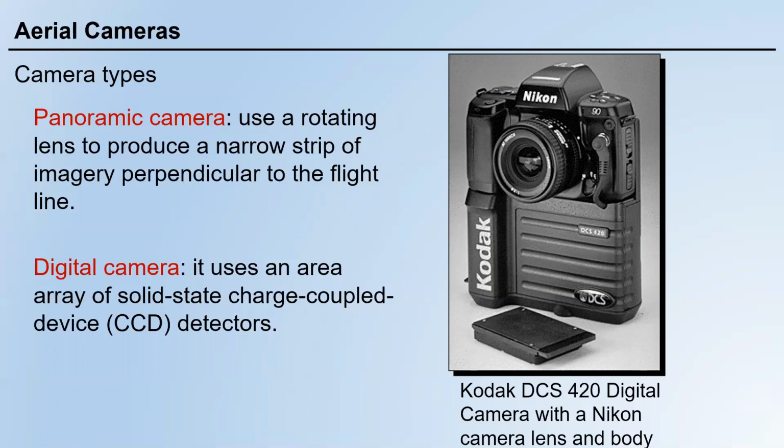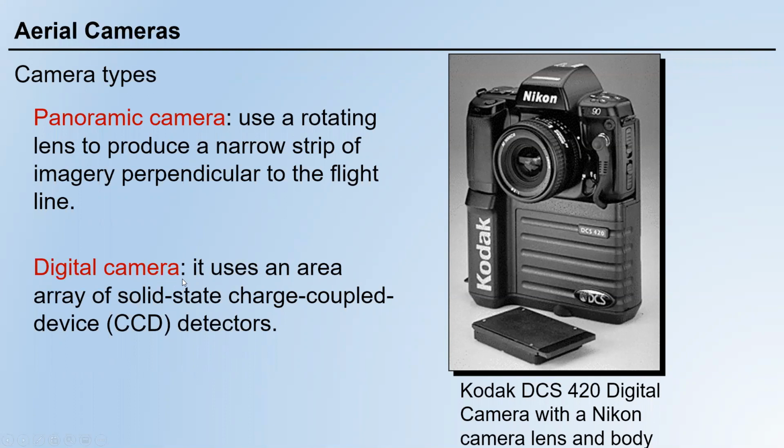south, which is perpendicular to the movement direction of the aircraft. So it will produce narrow strips of imagery perpendicular to the flight line. Okay, if you cannot remember, you should go back to lecture 2 and find that slide showing you the structure of a whisk broom detector. Okay, and we also have digital camera.